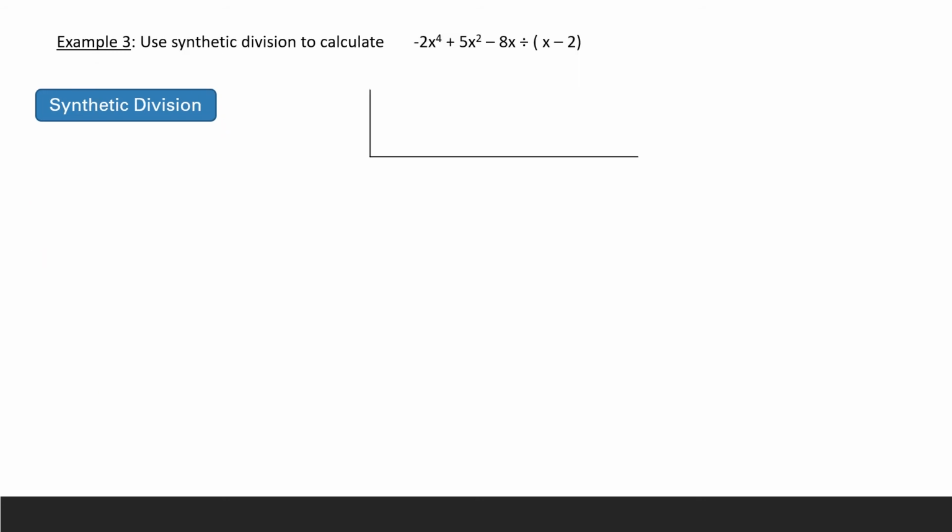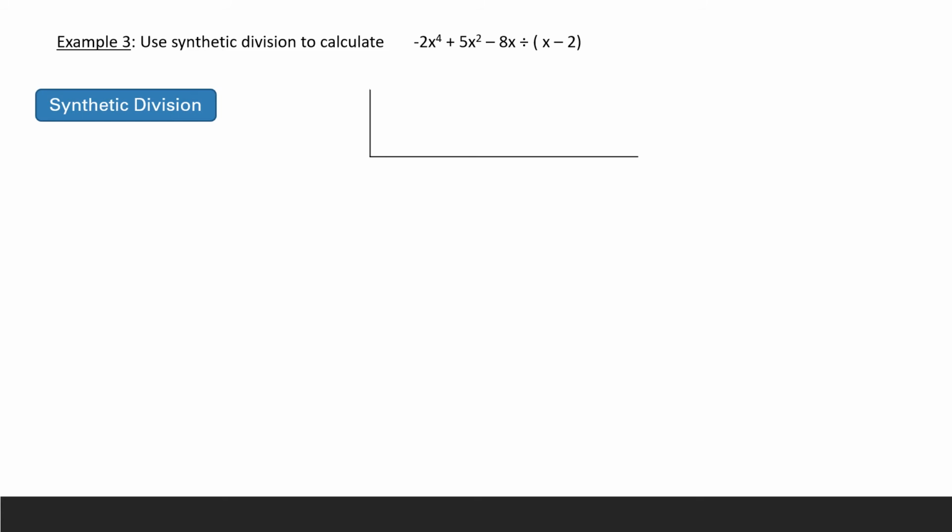So that previous example, if you didn't notice, was the example 2 that we did for long division. So the synthetic divisions that you already did were ones that I did first with long division, so you could see the difference, but also see that you're getting the same answer. Let's try one together here. Use synthetic division to calculate these two.